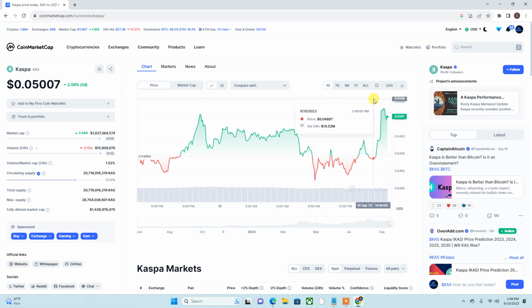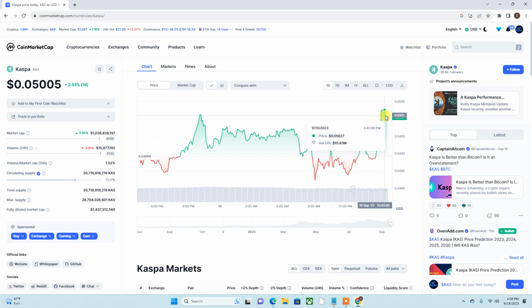Honestly, I honestly think Kaspa is trying to touch 6 cent. I could be wrong, but from the looks of it, and if you're looking at the chart, you can see that Kaspa has just been on a constant tear for the last 2.5 hours, I would say. Looks like it's just been pumping up constantly.